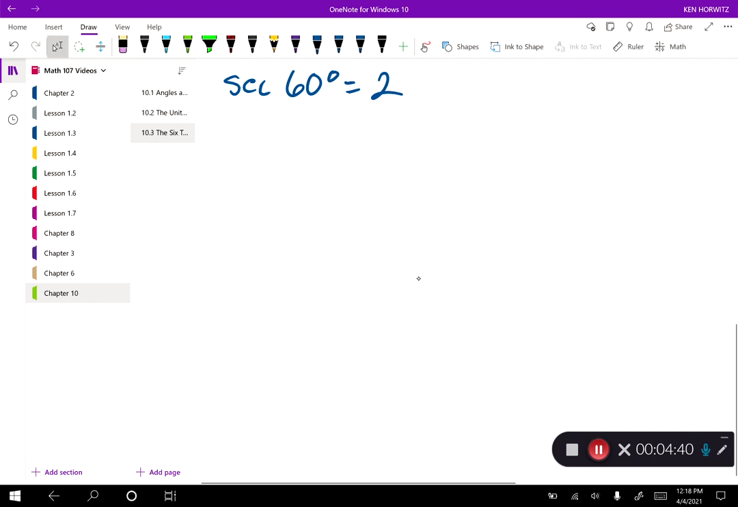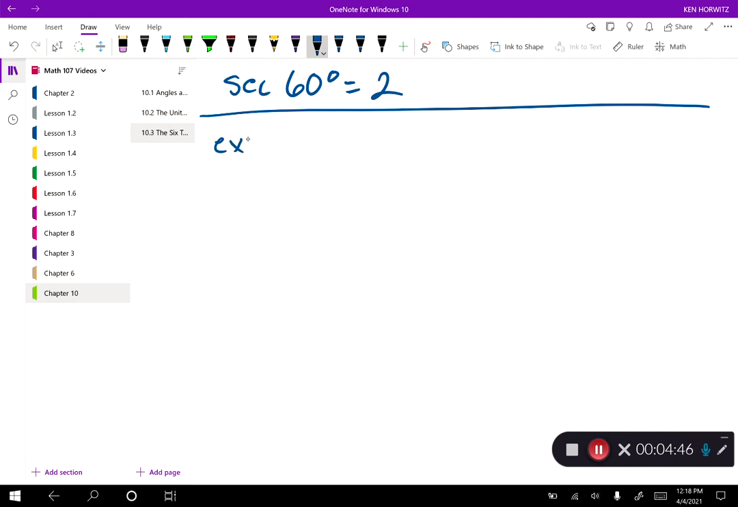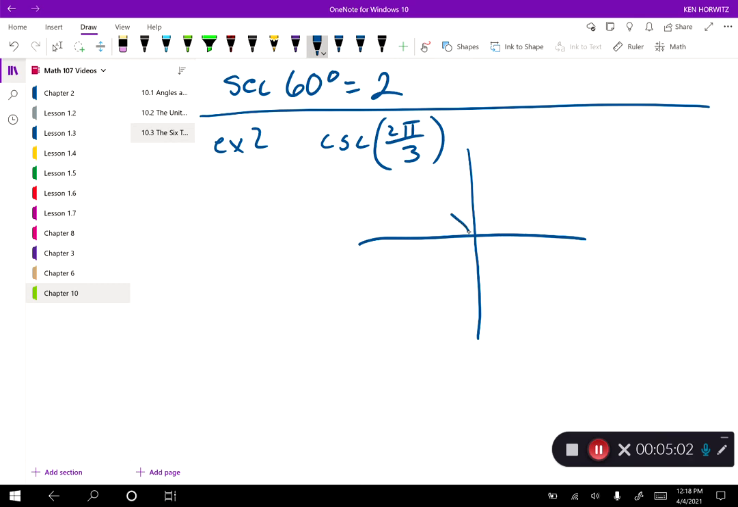Let's try another one. We'll do all 6 trig functions later. Let's say I just want to know the cosecant of 2 pi over 3. Well, the first thing I need to know is where 2 pi over 3 is. It is in quadrant 2. And my reference angle is 60 degrees. That's 1, negative a half, and radical 3 over 2.